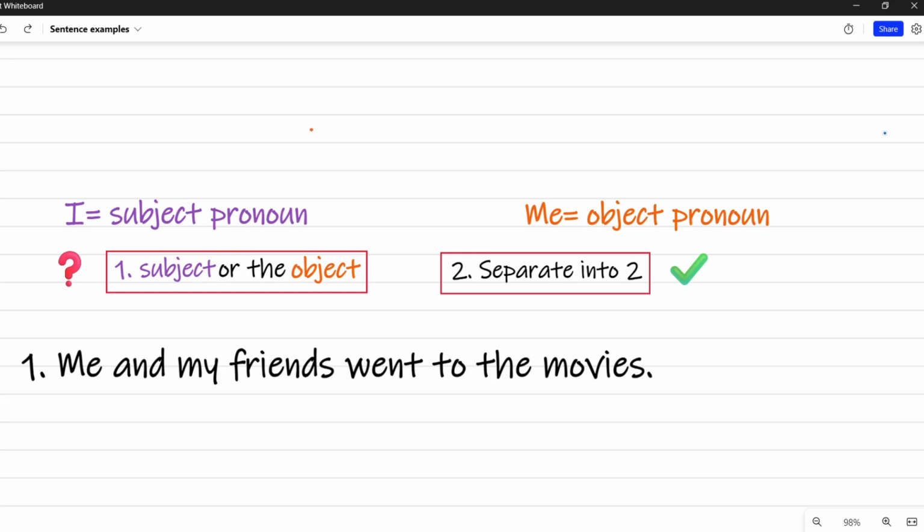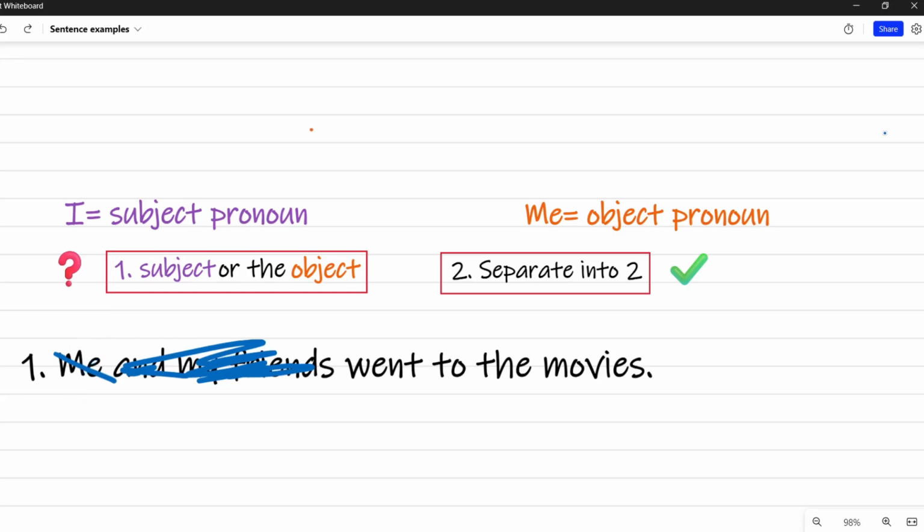We can do test number 2. We separate it into 2. It's a compound subject, so we can create 2 separate sentences. So the first sentence would be, "Me went to the movies." That doesn't make sense, right? But if we change that to "I went to the movies," it makes complete sense.